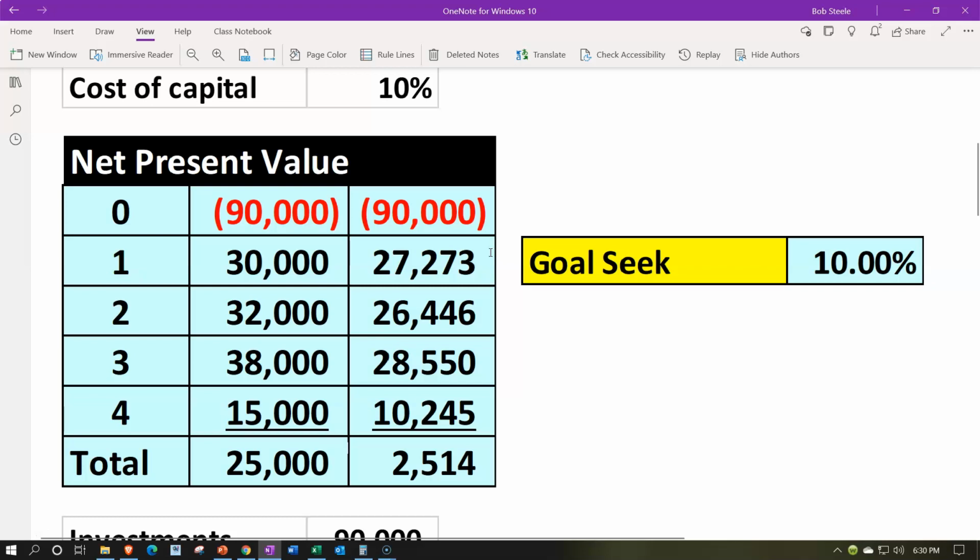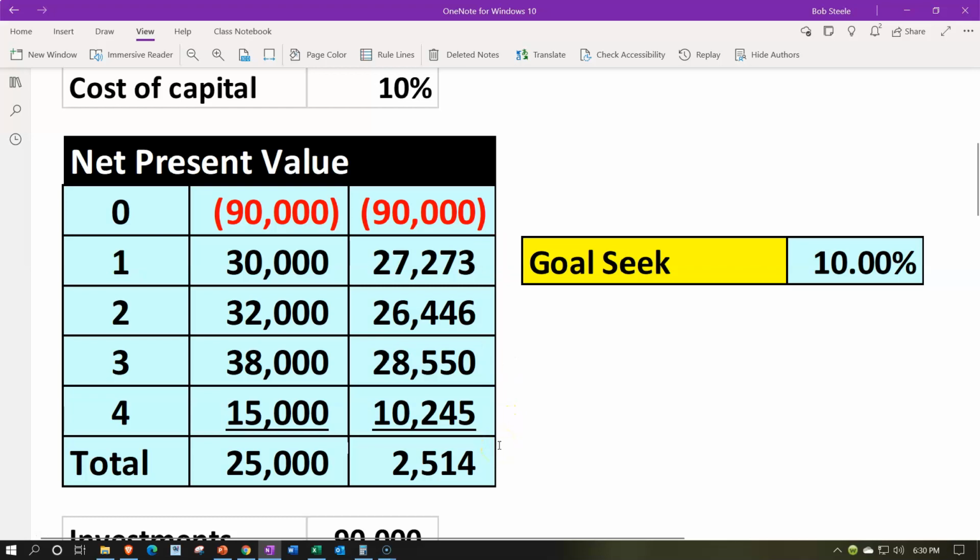So then the next question would be, well, what if this is 2,514? That's great. If I want to compare it to other projects, it might be useful for me to compare it on a percentage basis. So note that this number, the bigger it is, the better if I was to compare it to another project, but I might want to know what the percentage return is. So the question then is, what rate would this be in order to make that number 0?